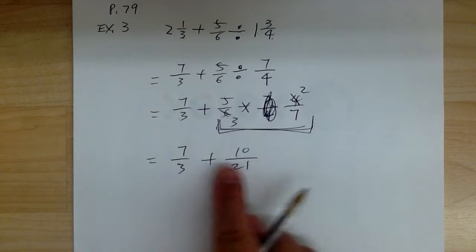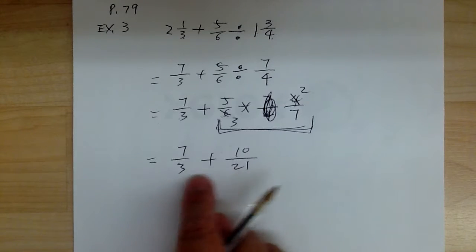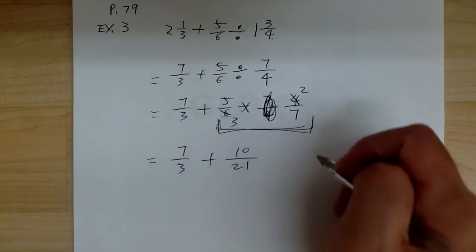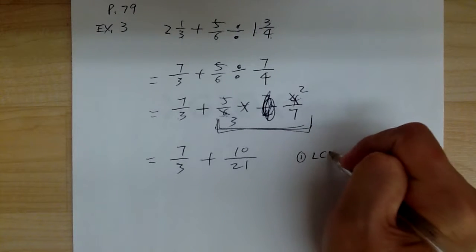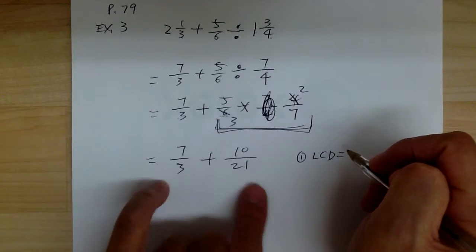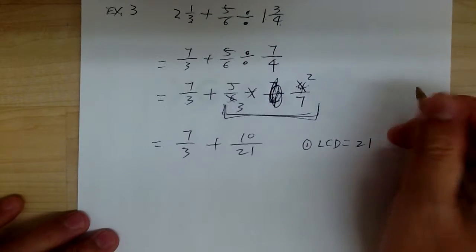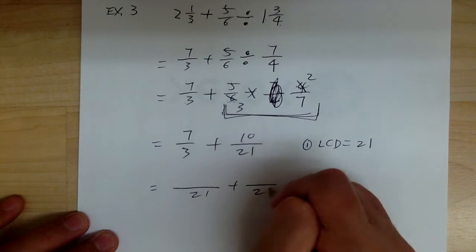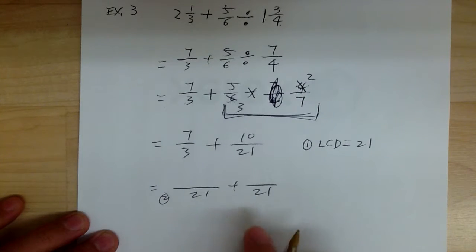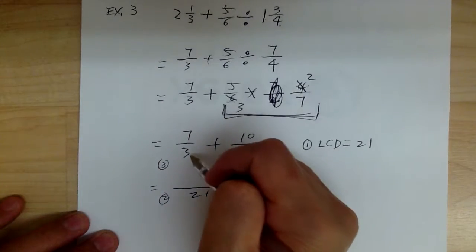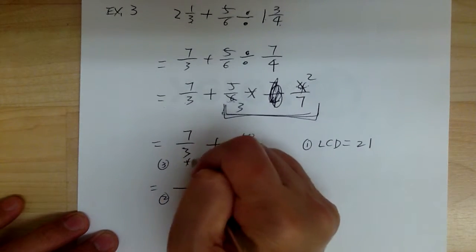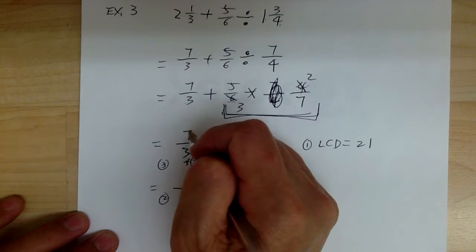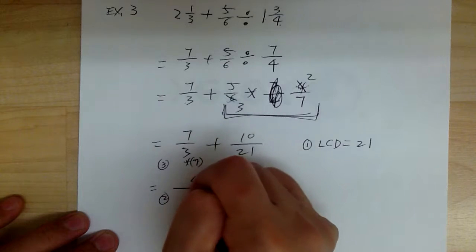Okay. So now when you have to add fractions with a different denominator, you have to get your LCD and go through all those steps. So step 1, get your LCD. 3 and 21, LCD is going to be 21. Step 2, get the fraction ready. Step 3, you have to figure out how you're going to get from here to here. You need to multiply by 7. So 3 times 7 gives you 21 on the bottom. The top will give you 7 times 7, which is 49.